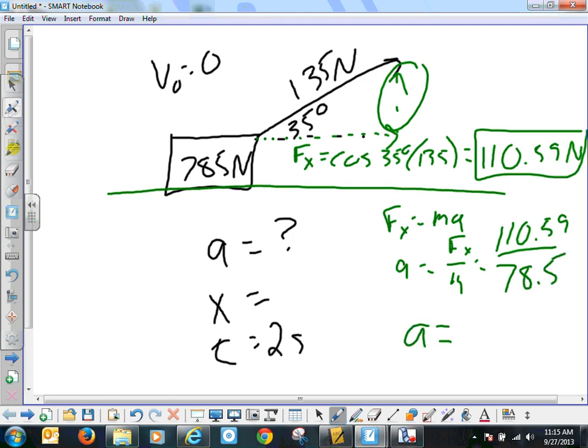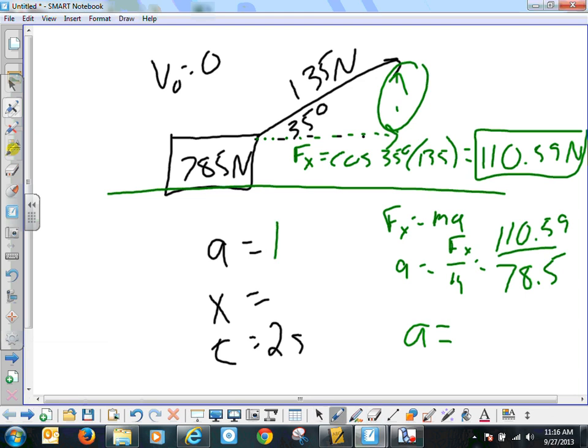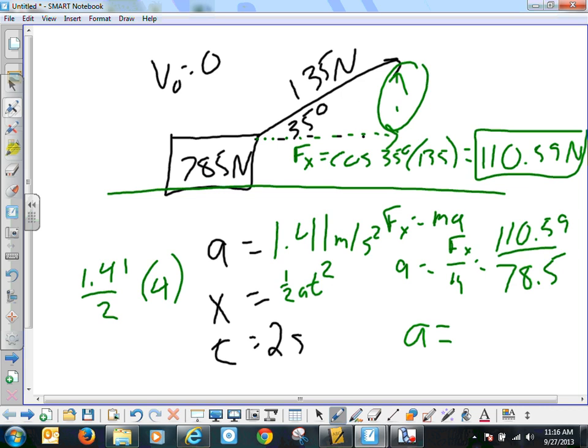Acceleration in this case then is, so the acceleration ends up becoming 1.41 meters per second squared, and your displacement then is equal to 1/2 a t squared, right? So 1.41 divided by 2 times 4 becomes 2.82, maybe, if I did that right. Can I get a confirmation?